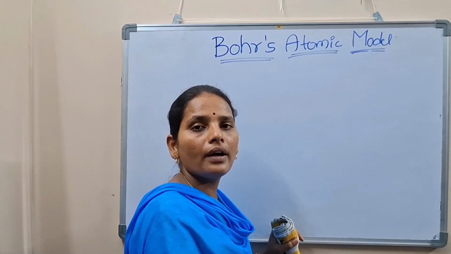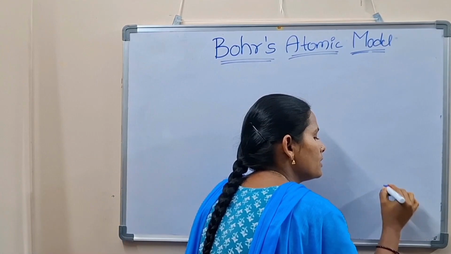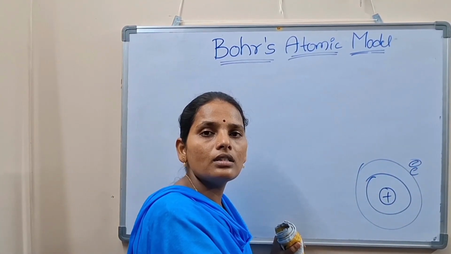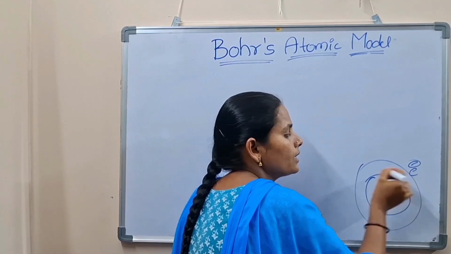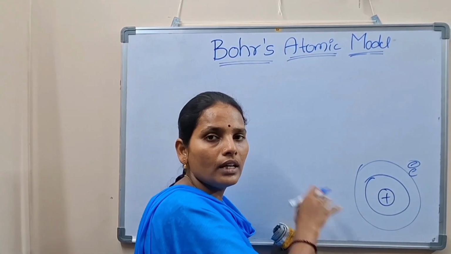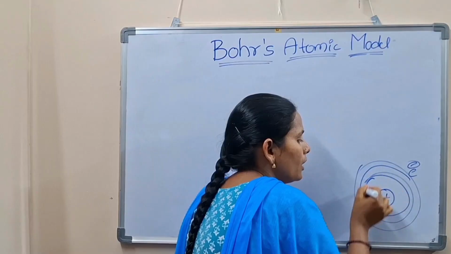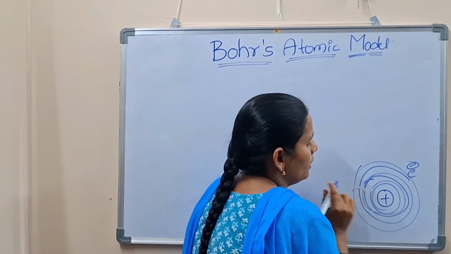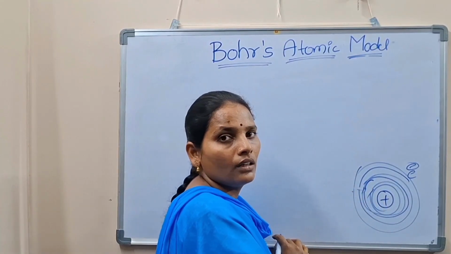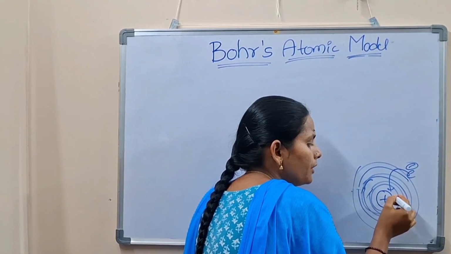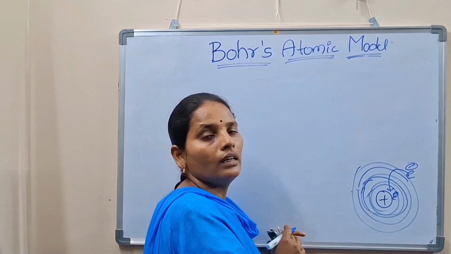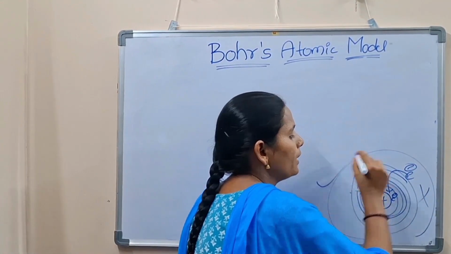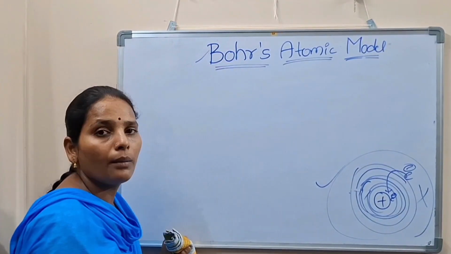What is the main drawback of Rutherford? He is telling that this is the nucleus, this is an atom, this is an electron. The electron was revolving around the nucleus in a circular manner. During the revolution of the electron around the nucleus, it loses energy. By the loss of energy, it falls into the nucleus. But that is not happening. This entire drawback is overcome by Bohr's atomic model.